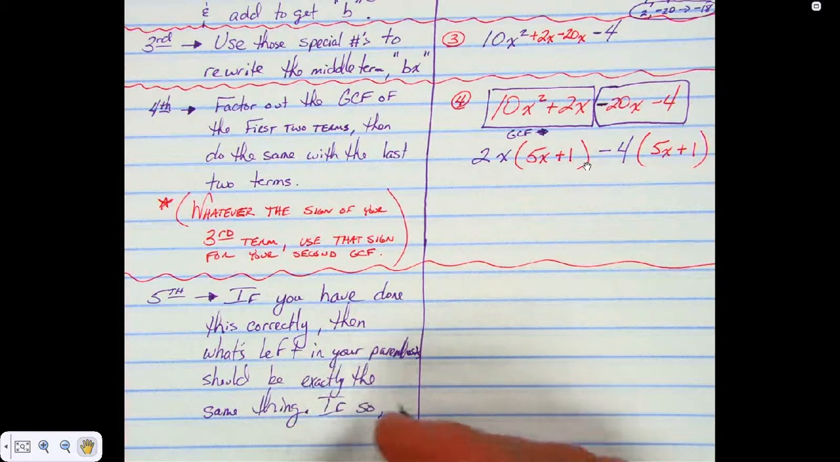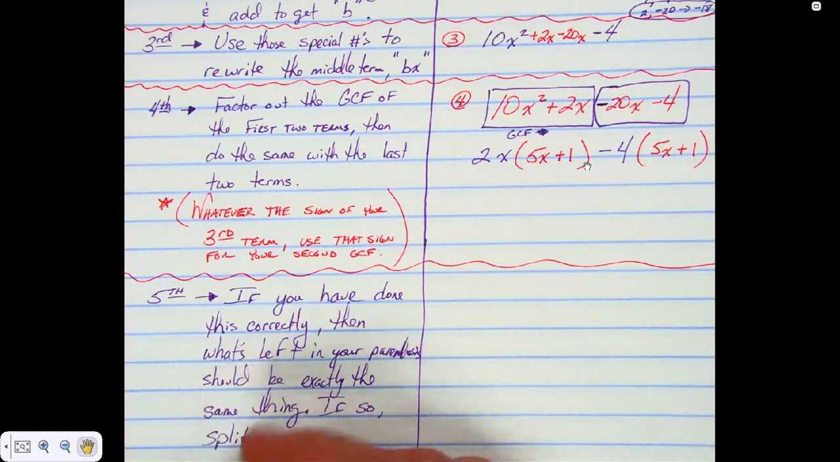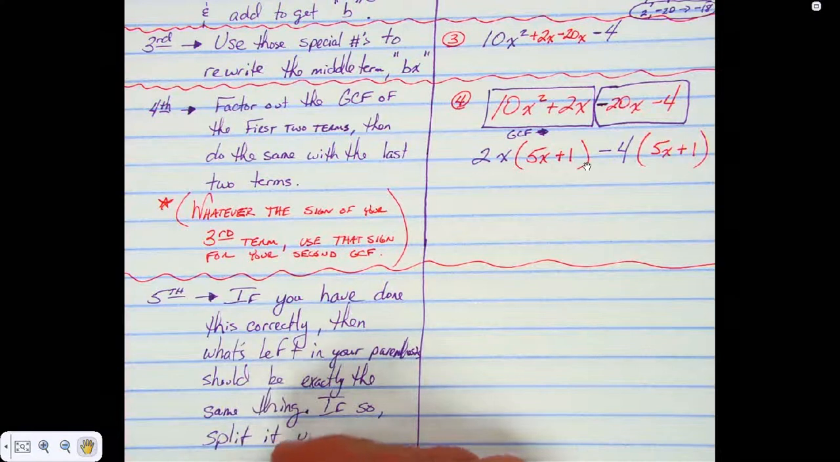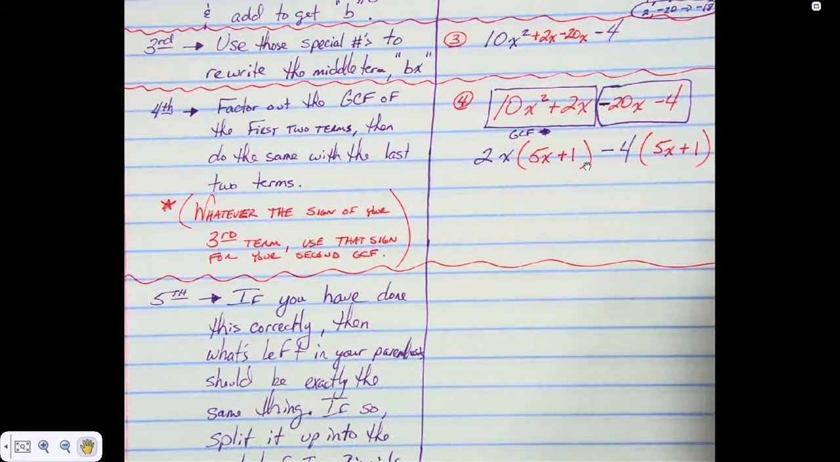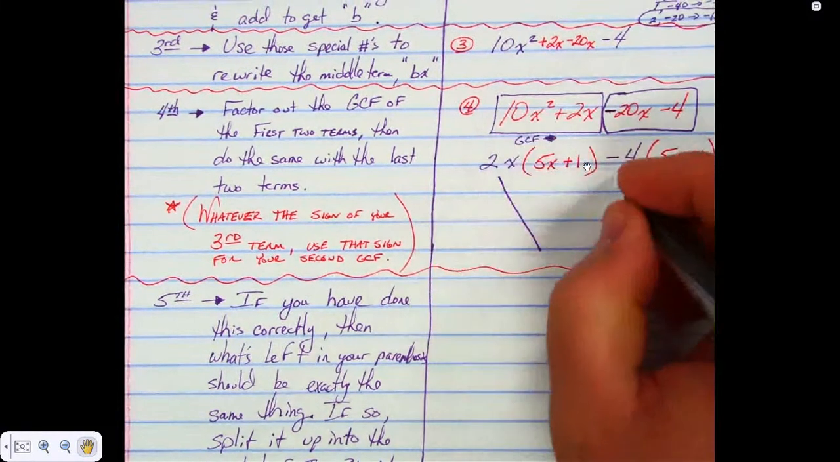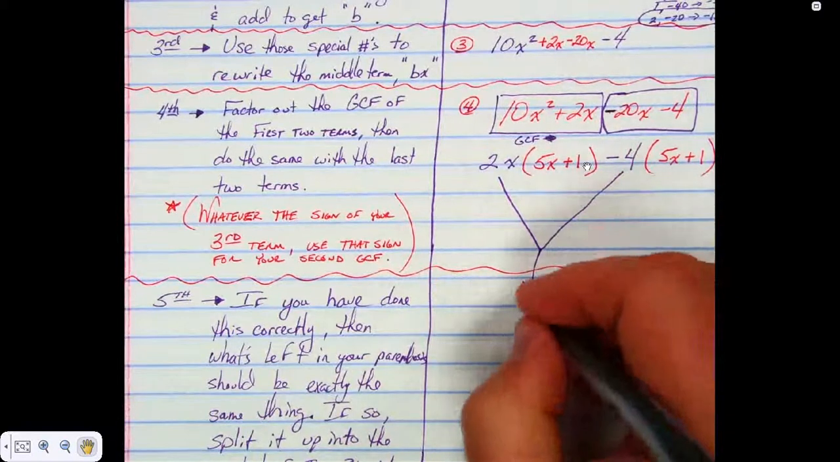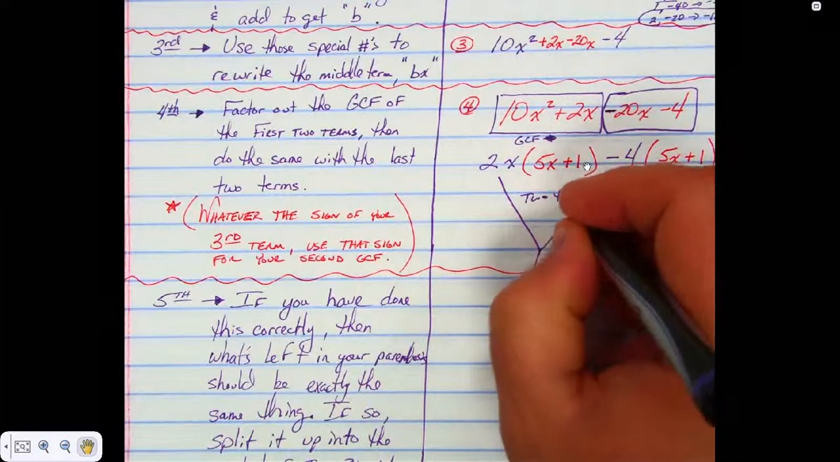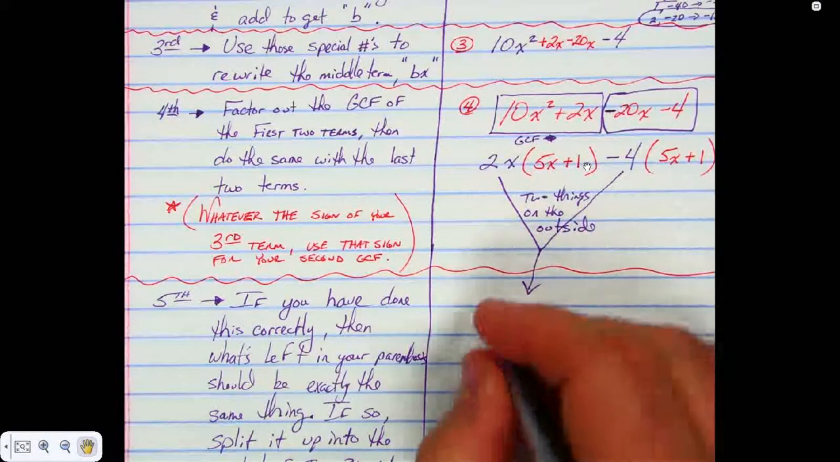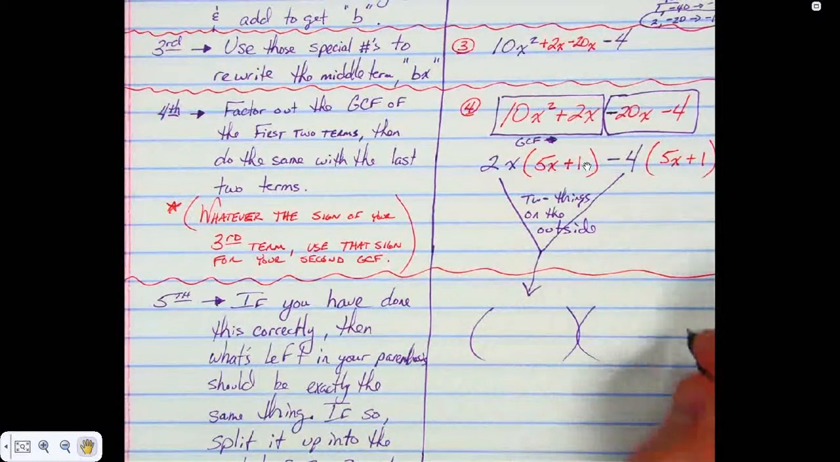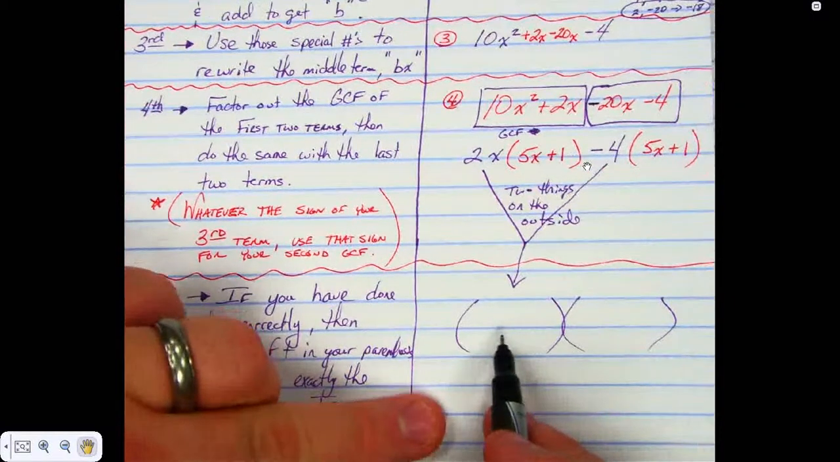If so, split it up into a product of two binomials. Binomials mean there's two terms. So what you do is you take the two things on the outside, put them in parentheses in the front.